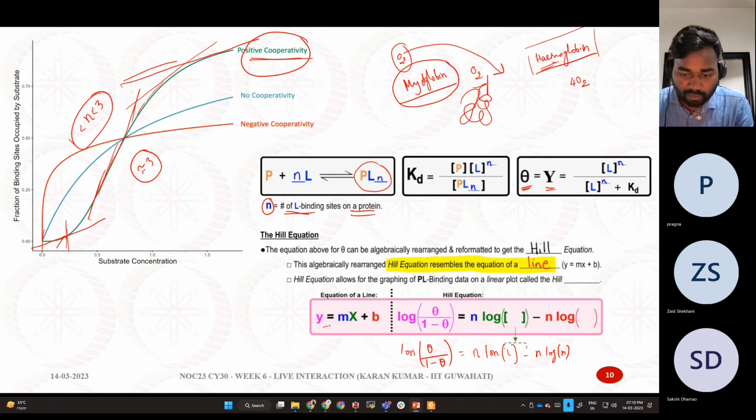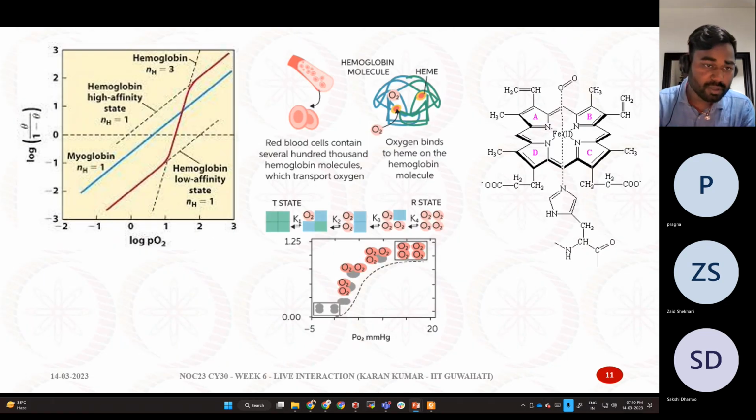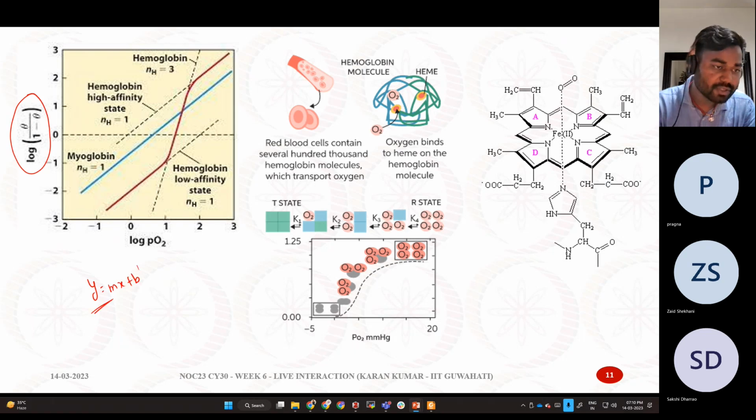And this is in the form of y is equal to mx plus b. So on the y-axis you have n log, this is your y. y is equal to mx plus b. So y will be this: y is your log of theta divided by 1 minus theta, which is log of partial saturation. Then on the x-axis, you have partial pressure of oxygen.